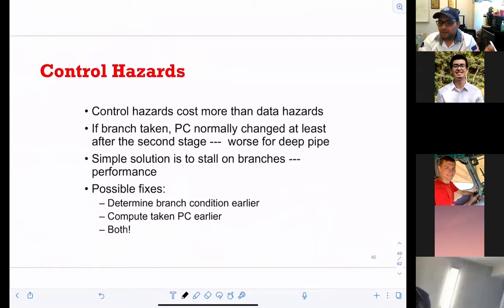So one of the most famous questions: what type of techniques do I have to follow to solve the control hazards?